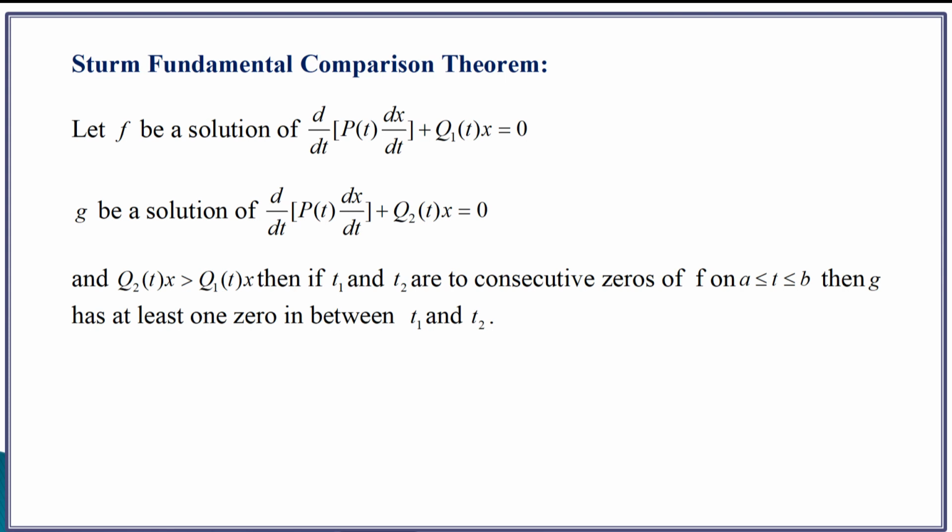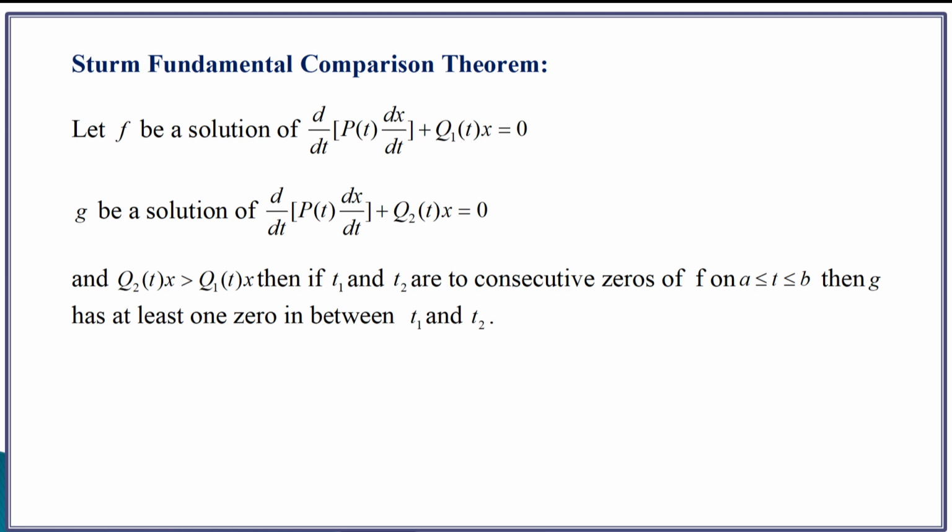So this is another important result related to self-adjoint equations and Sturm theory. It says that suppose there are two different equations. See, these two equations are different, only q1 and q2 are different. Basically p is the same, but the coefficients of x are different. Now if f is a solution of the first equation and g is a solution of the second equation, we are also assuming that the coefficient q2 is greater than q1 for all t.